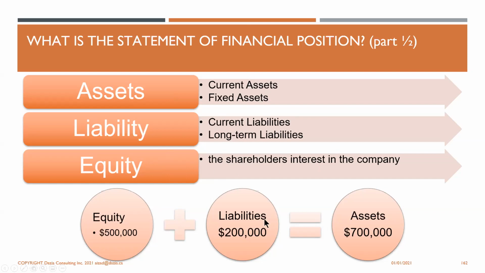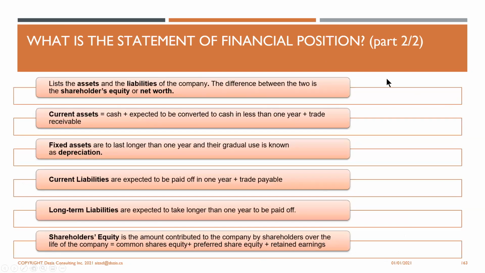So the basic formula you have to remember is that equity plus liability is equal to assets. If you think about a house, think there's a house worth 700,000. Let's suppose the mortgage on it is 200,000. So the equity in the house is 500,000. So 700 minus 200 is equal to 500, or 500 plus 200 is equal to 700. This is the basic formula we use. Same thing for the statement of financial position for the company, right? Clear?